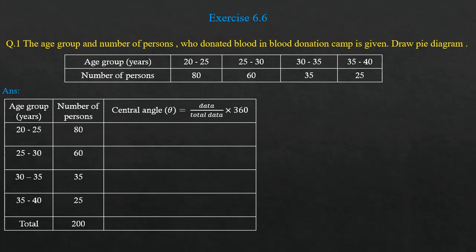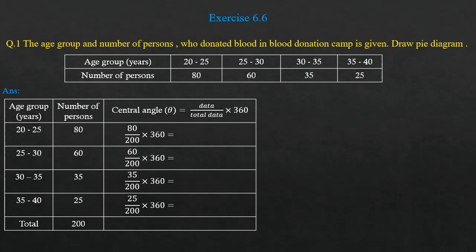So now we have the data. We already found the total of the data, which is 200. We'll update those values. So the first is 80 upon 200 multiplied by 360. Second is 60 upon 200 multiplied by 360. Third is 35 upon 200 multiplied by 360. And fourth is 25 upon 200 multiplied by 360. So now we updated all the values in our formula of central angle.